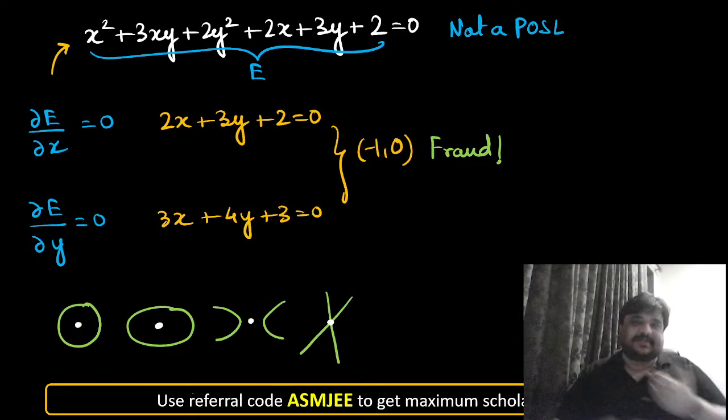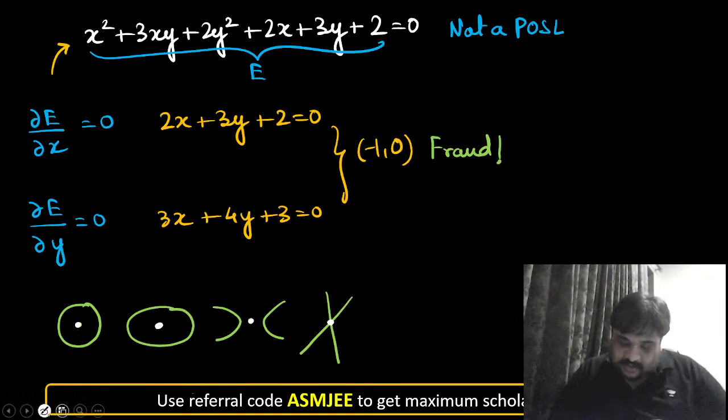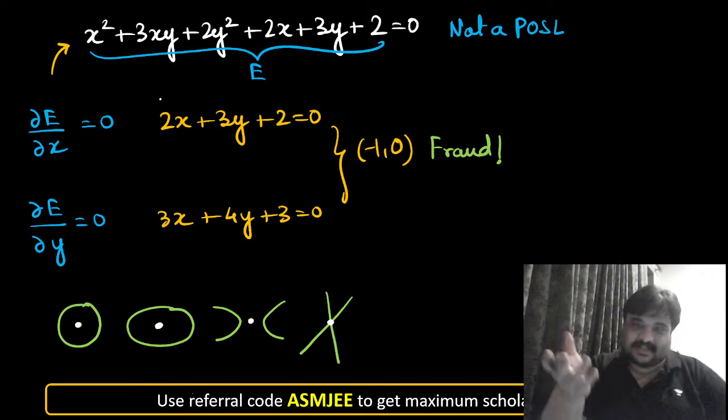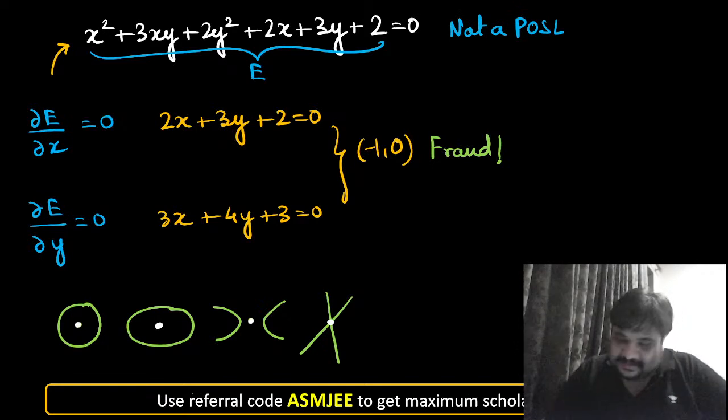But how to check whether it's a pair of straight lines or not? I'll tell you why. Out of all the centers we have, only the pair of straight lines' center lies on the curve. The rest of them are either inside or outside. So substitute minus 1 comma 0 here and see if it satisfies. If it satisfies, then it's correct. If it does not, it's not a pair of straight lines, it's a fraud answer.